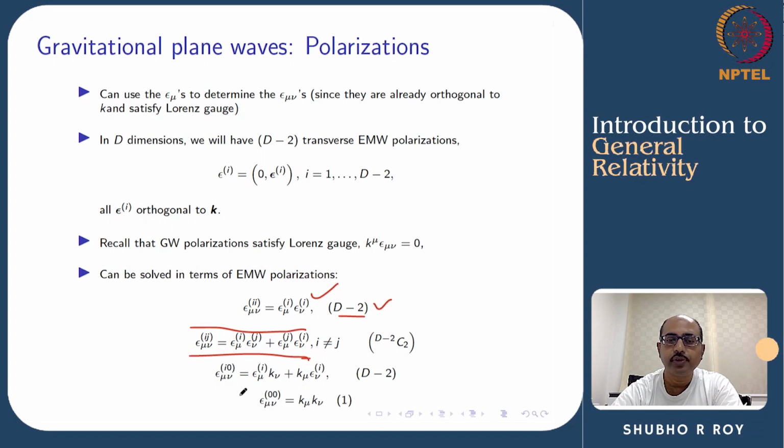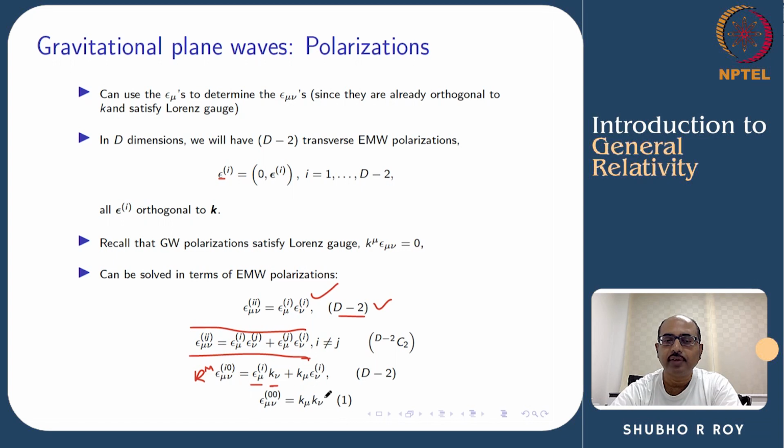Then the third class is when you take one of them to be a polarization vector, one of these epsilon I's, and the other of them you take the k, the wave vector itself, and you symmetrize it, which I have done here. And you can again check, if I contract with k, this will vanish because epsilon contracted with k vanishes, and k contracted with itself also vanishes. So this will vanish.